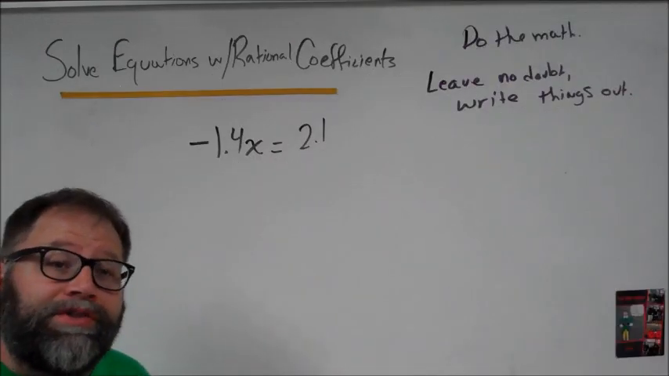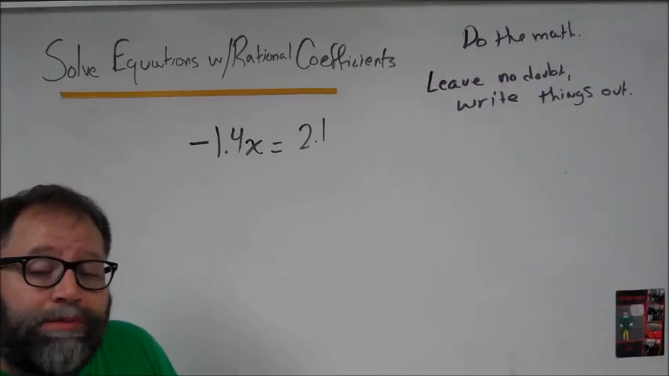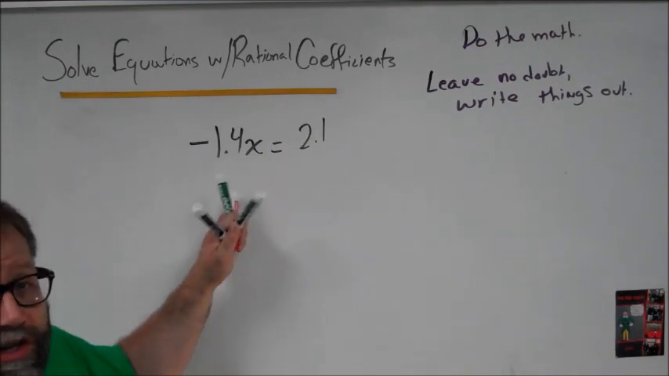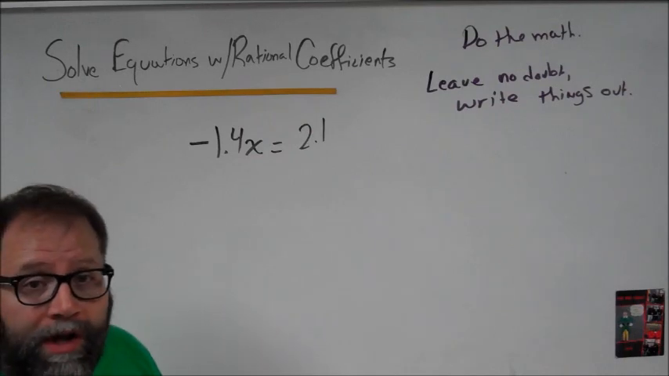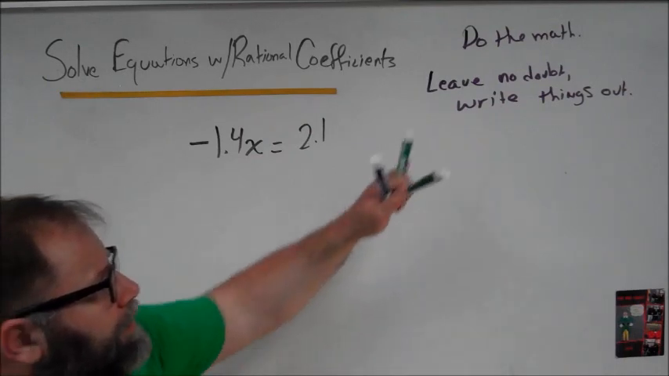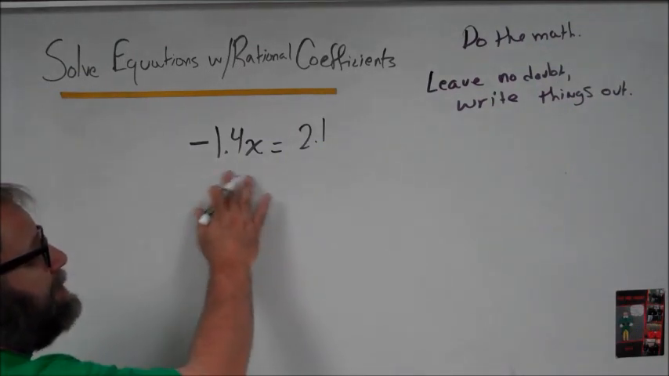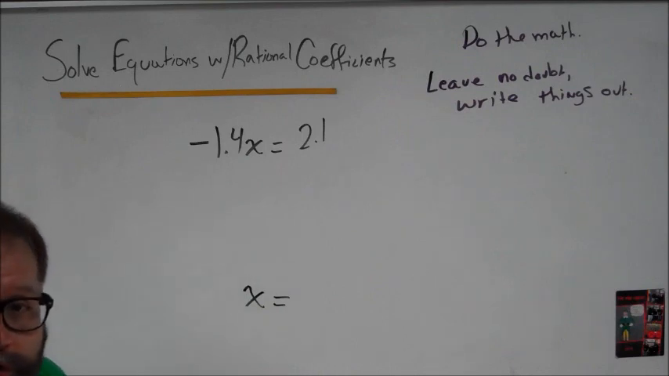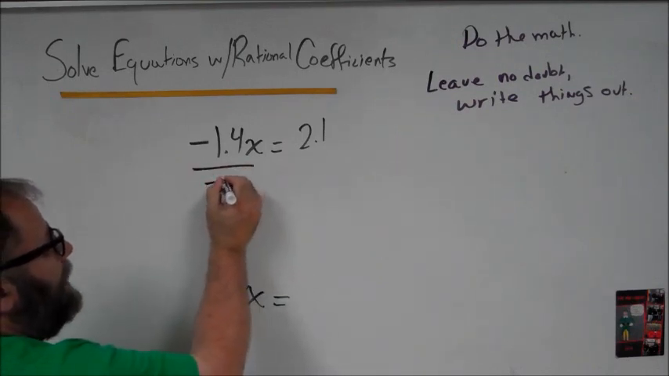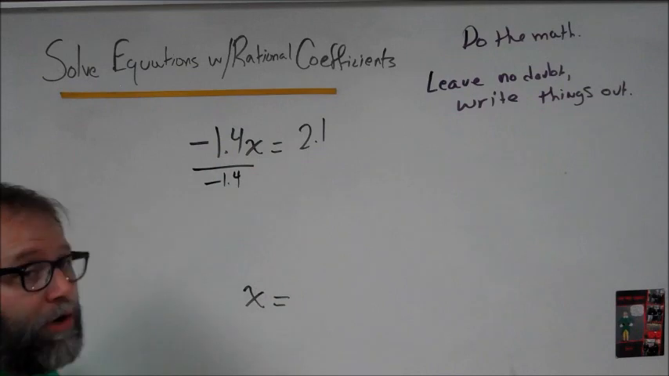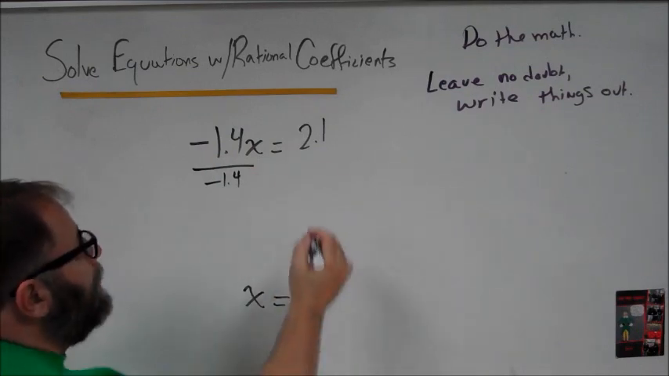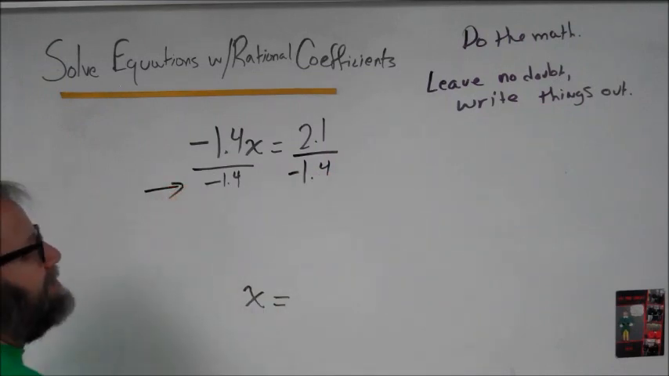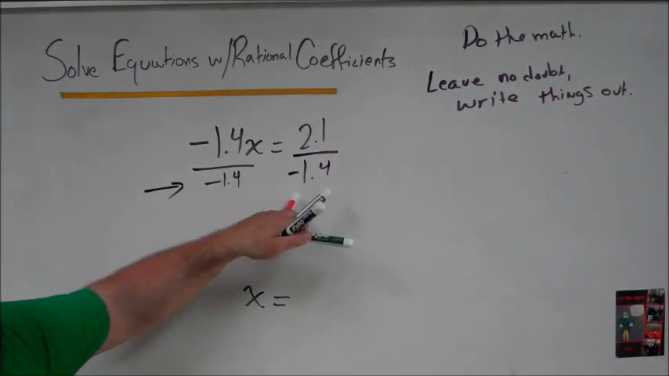Don't forget, rational numbers can be decimals too, because we can write decimals as fractions. So in this we've got negative 1.4 as our coefficient of x here, and that's equal to 2.1. First thing, let's just do the math. We want x to be by itself, so we want this to end up looking like x equals. That means we need a coefficient of 1 for x. So let's divide by negative 1.4, because negative 1.4 divided by negative 1.4 is 1. And if we do that on one side, we do it on the other. Don't forget that sign. That sign is important because it needs to get to this side too.